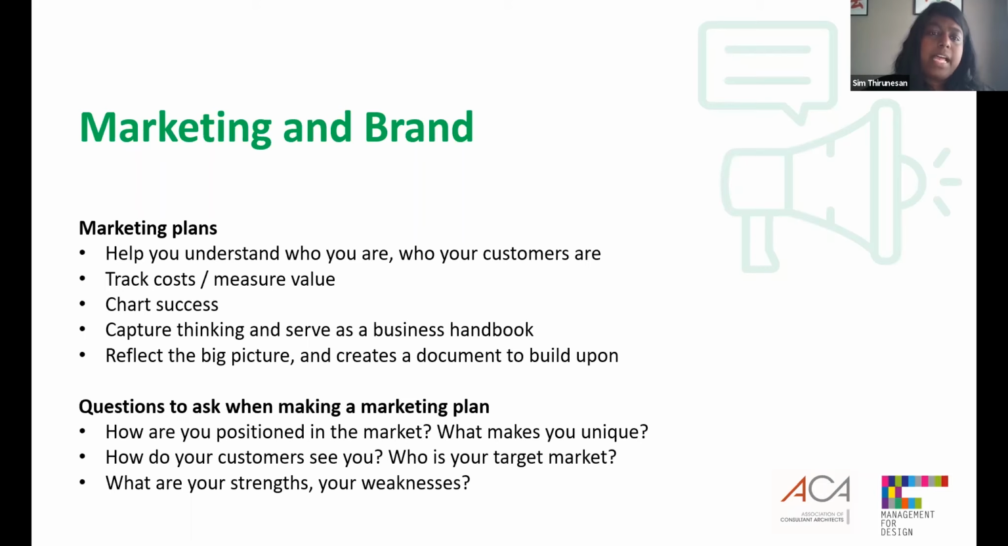When shaping your marketing plan, there are some questions you need to reflect upon as they form the base of your plans moving forward. Questions like, how are you positioned in the market? What makes you unique? How do your clients see you? Be honest. Who is your target market? What are your strengths and weaknesses? What are the emerging market threats, trends, and opportunities? What are your existing opportunities? Are there dozens or hundreds? Name the top 3, 4, or 5. Have a focus. And what is your marketing budget?